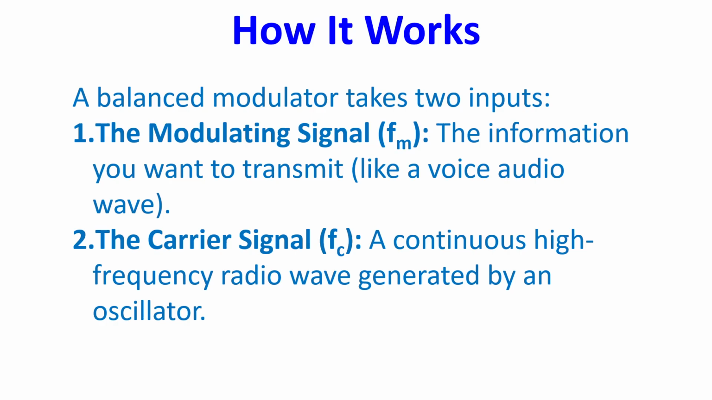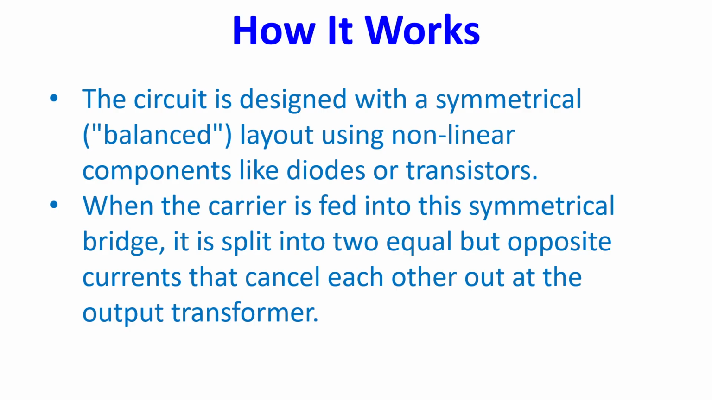One, the modulating signal, the information you want to transmit, like a voice audio wave. Two, the carrier signal, a continuous high-frequency radio wave generated by an oscillator. The circuit is designed with a symmetrical, that is balanced, layout using non-linear components like diodes or transistors. When the carrier is fed into this symmetrical bridge, it is split into two equal but opposite currents that cancel each other out at the output transformer.